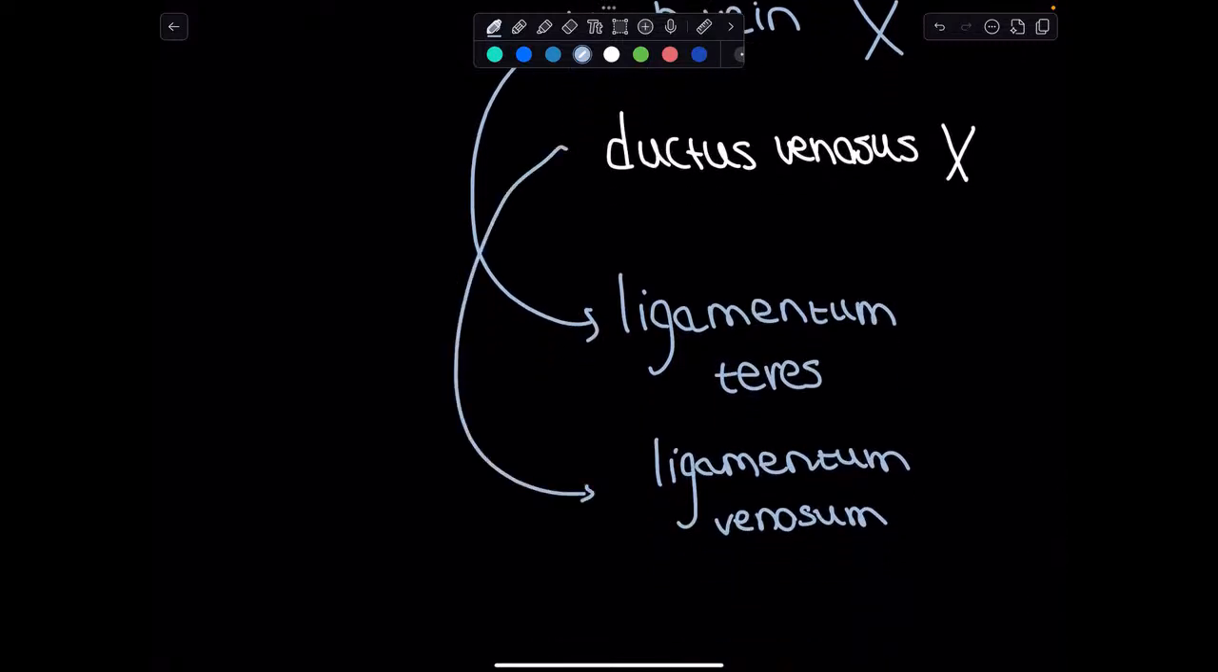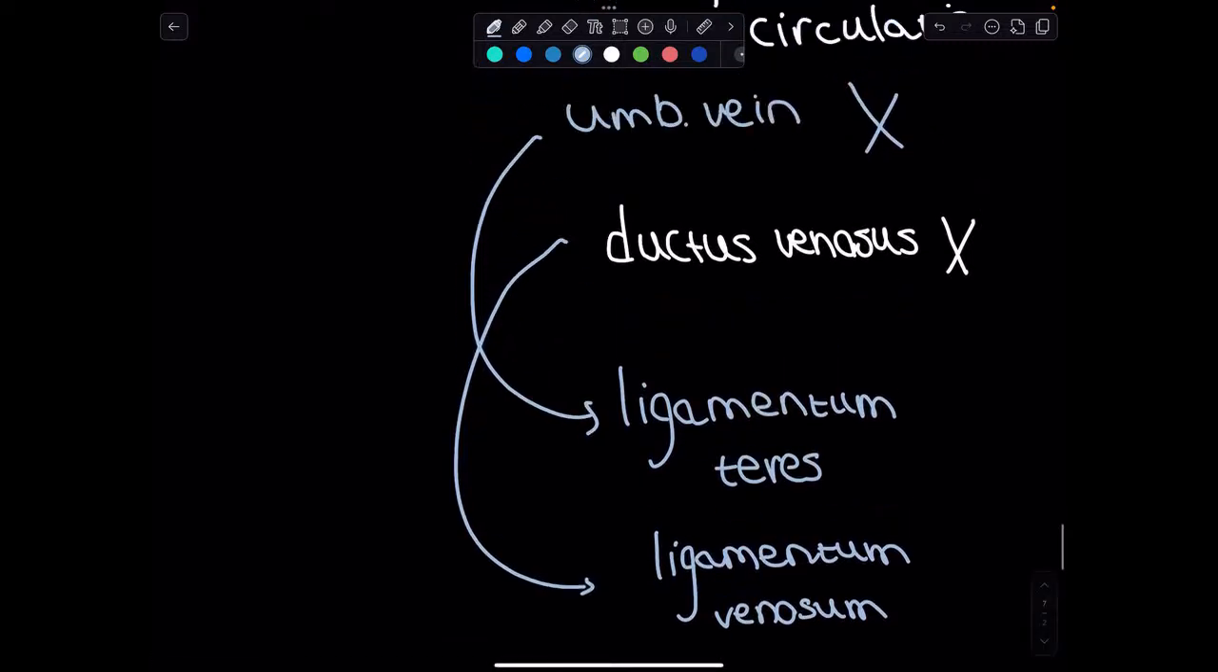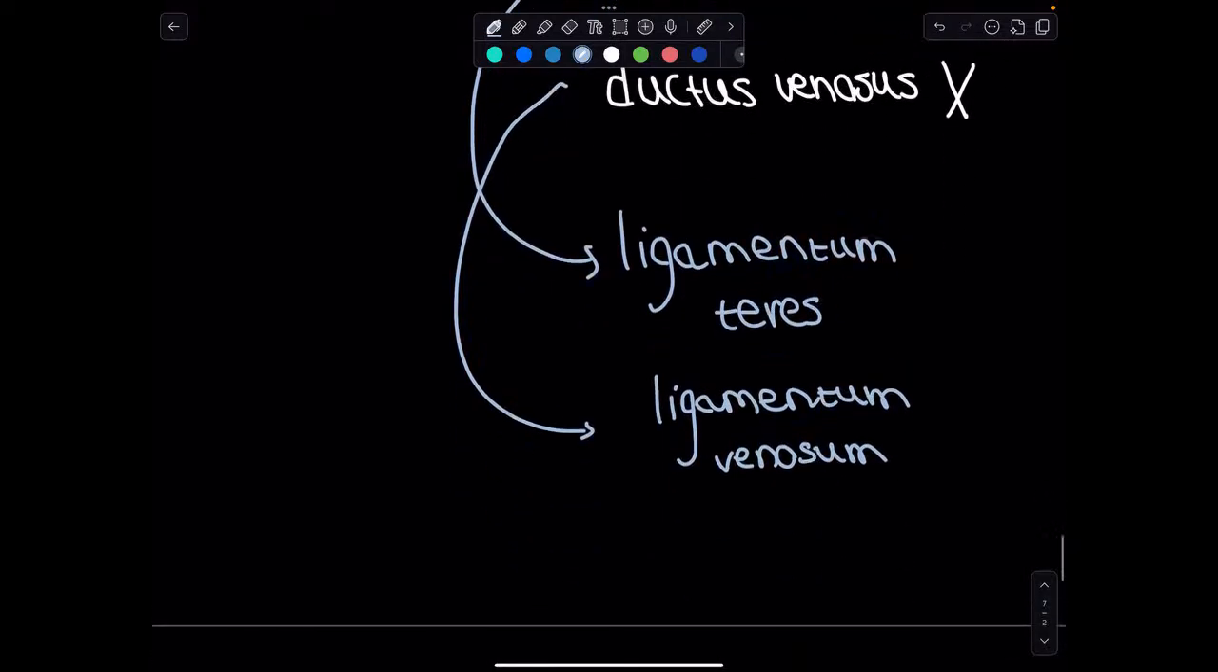Wait, so the ductus venosus becomes the ligamentum venosum? Exactly. The ductus venosus closes after birth and forms the ligamentum venosum. It no longer carries blood, but remains as a fibrous remnant. Interesting. It is. The body has all these fascinating adaptations.